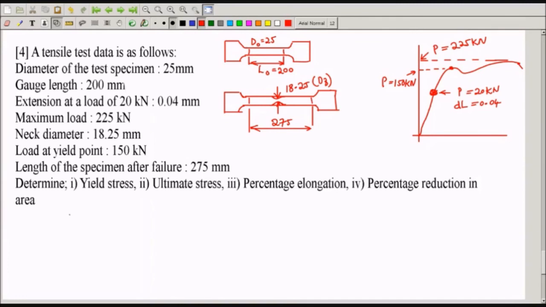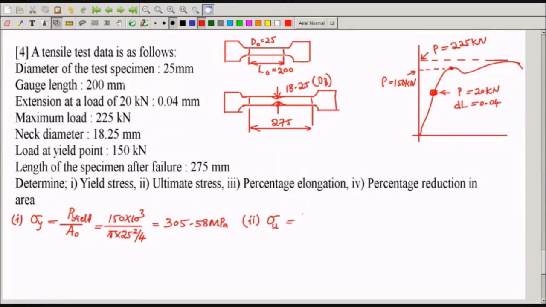Yield stress is what? It is the load at yield point divided by A0. 150 into 10 power 3 divided by pi into D0 square by 4, which is 305.58 megapascal. Second, ultimate stress can be called sigma U. So what is the definition of ultimate stress? It is the load at ultimate point divided by A0. 225 into 10 power 3 divided by pi into 25 square by 4.